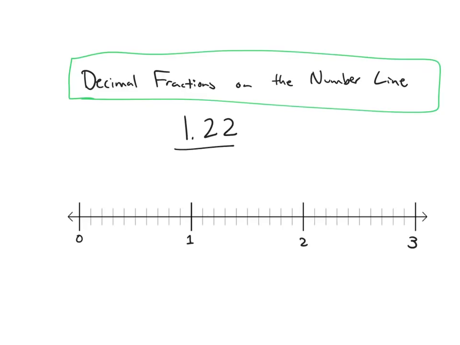So we're going to be representing this value on the number line by doing a series of jumps. We're going to be starting with the ones place, then doing the tenths place, and then the hundredths place. So starting with the ones place, we're going to start at 0, and we're going to make a jump from 0 to 1 whole, because we have 1 whole in the ones place.